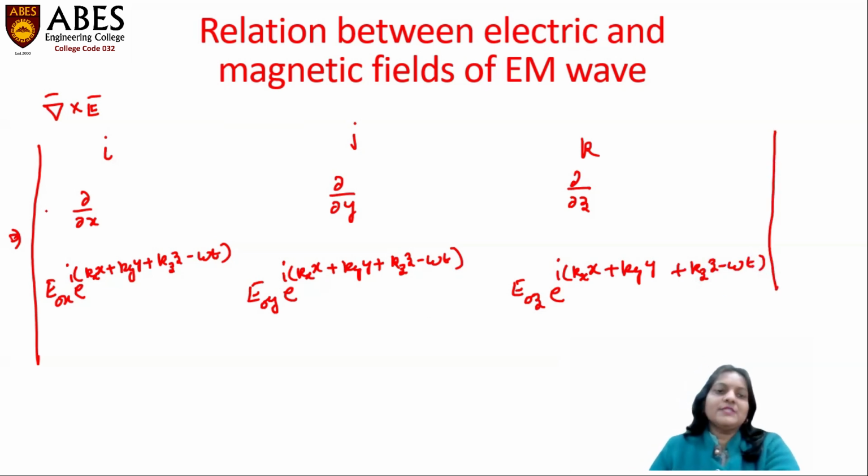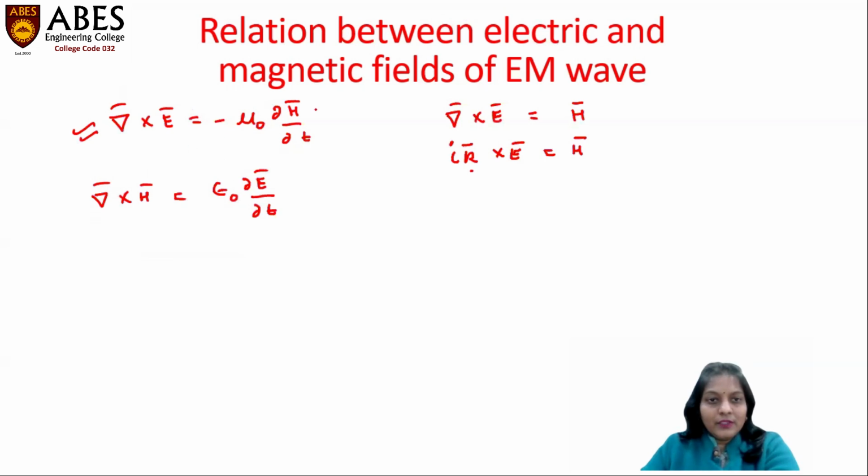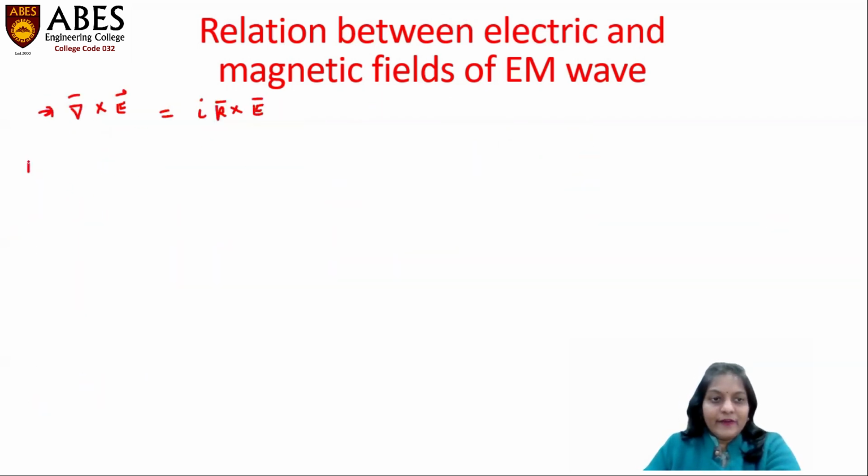So after solving this determinant, I will get ik cross E, because we know that del is equal to ik. So after solving this, we will get del cross E is equal to ik cross E. So the left hand side, del cross E, is equal to ik cross E. And on the right hand side of the third equation, there is minus mu naught del H by del t. So now I will solve the right hand side.